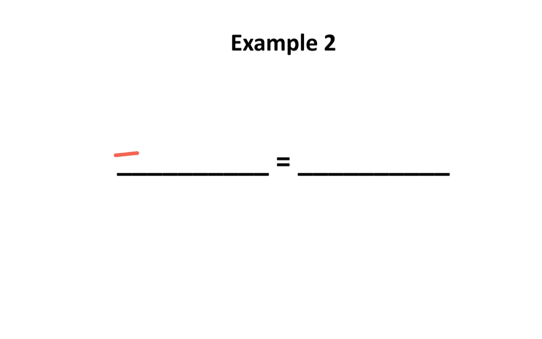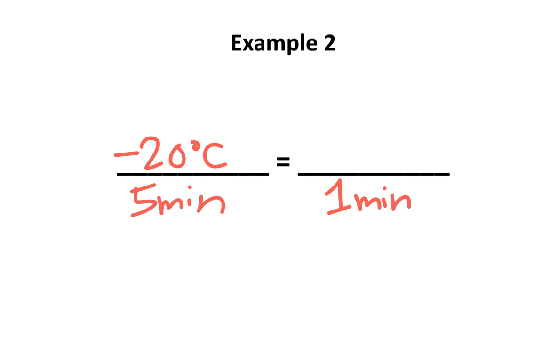So why is a decrease of 20 degrees Celsius for every 5 minutes not the most accurate way to describe the rate of change? Simply put, no one cares about how much the temperature is decreasing for every 5 minutes. I want to know how much the temperature is decreasing for every 1 minute. Now, using mental math, you can figure out that there's a decrease of 4 degrees Celsius for every 1 minute. Therefore, the rate of change would actually be a decrease of 4 degrees Celsius for every 1 minute.